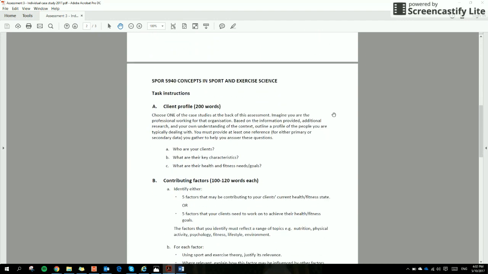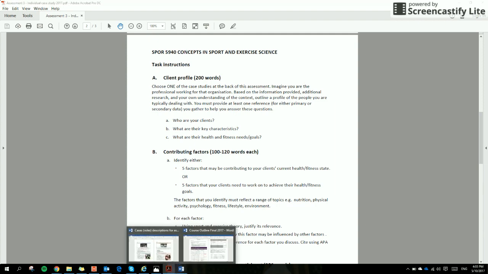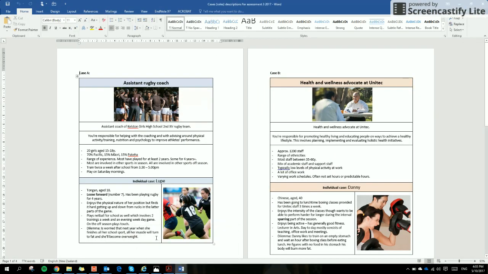So coming up to the task, there's 4 major tasks, and as you can see on my screen, the first task is what we always generally start with. You've got to know what you're dealing with. You've got to do a bit of a needs analysis to understand the people that you're working with. So task A is just that. You need to choose one of the case studies to base this assessment on. Now the case studies are on Moodle, and there is 4 options.